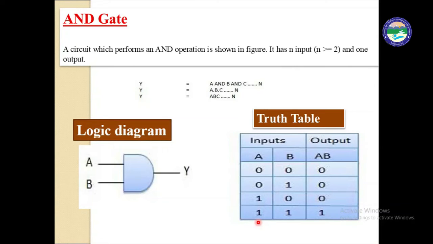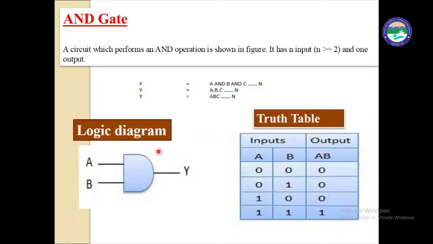First, we will see the AND gate. Basically, a circuit that performs an AND operation is known as an AND gate. The AND gate has N greater than or equal to 2 inputs and only one output. This is the logic diagram of the AND gate. It has two inputs A and B and only one output. Here is the truth table of the AND gate.